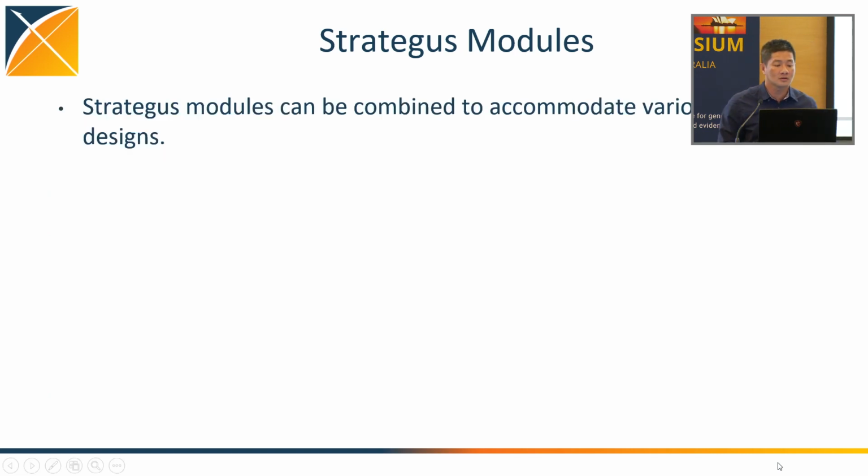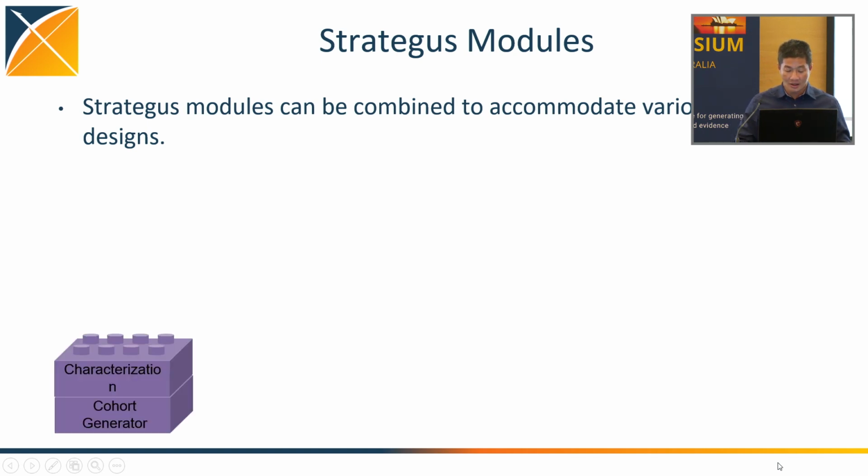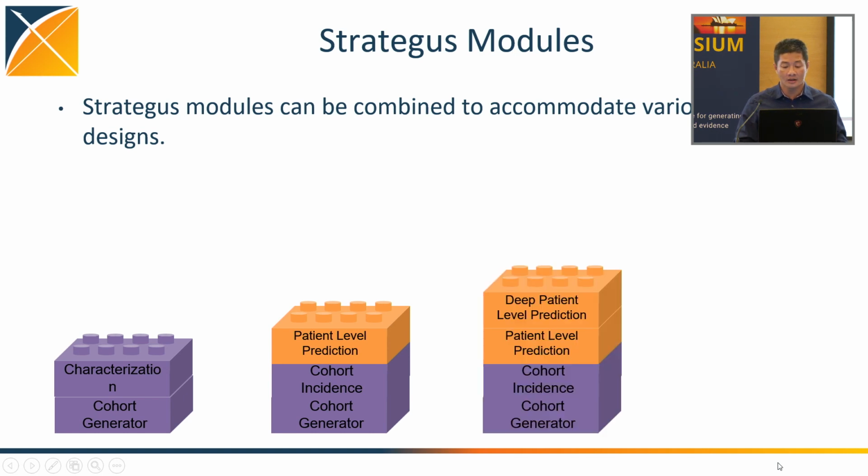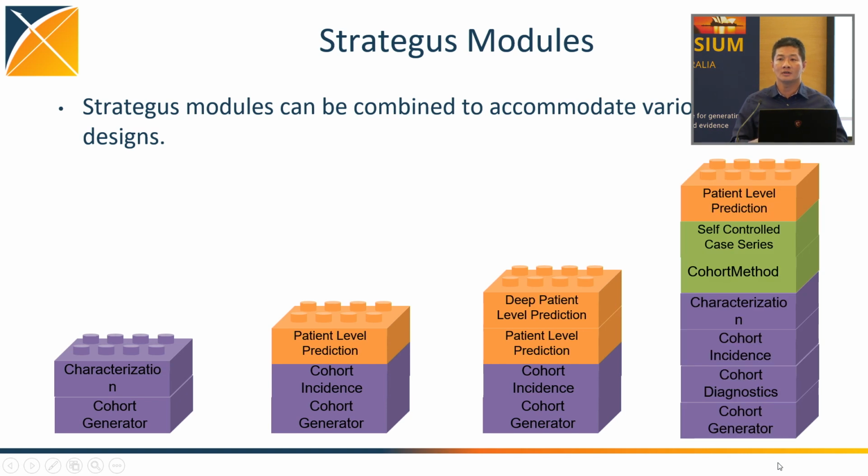For the Strategus module, we can combine them to accommodate or design various studies. Like we can only use the cohort generator and characterization. Otherwise, we can add in the patient level prediction for a machine learning study, and add in the deep patient level prediction. And for the FQ study, we are using most of the Hades packages within Strategus, including the cohort generator, the cohort diagnostics, cohort incidence and characterization, and also cohort methods, self-controlled case series, and patient level prediction.